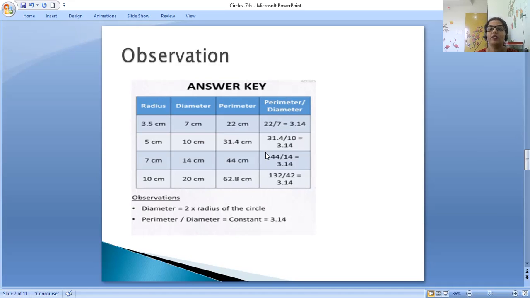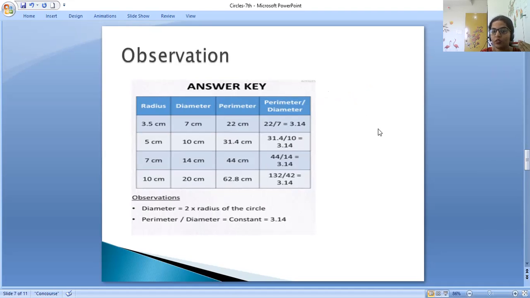Scientifically, we call it pi. How do we denote pi? It is written like something like this. Pi. We'll learn more about pi. Just look at the screen for the next 30 seconds and try to observe what we found out. These are things that we experimented ourselves and found out.